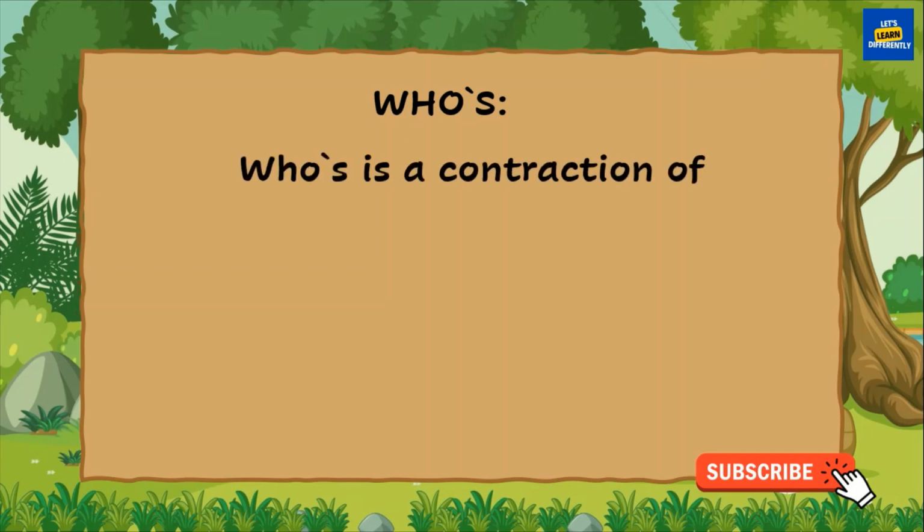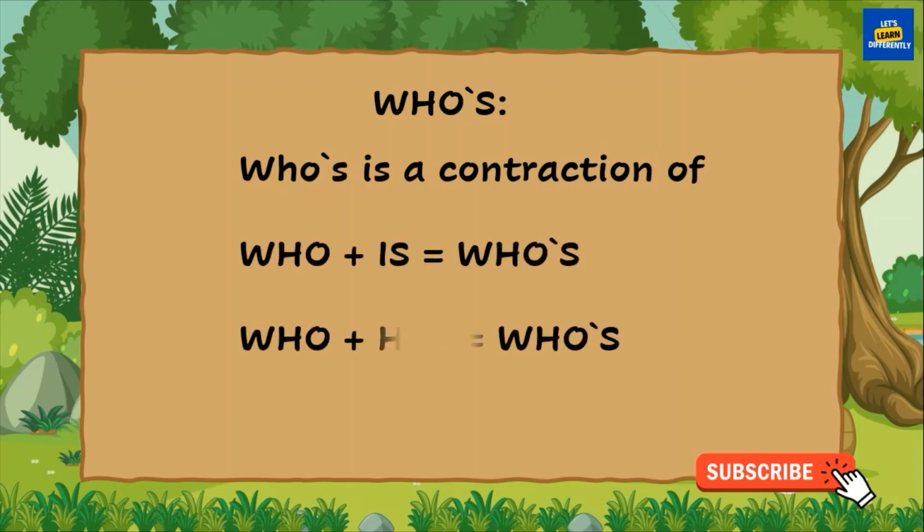Who's is a contraction of who plus is, that equals who's, or who plus has, that equals who's. Here we use an apostrophe and then s. Let's see some examples now.